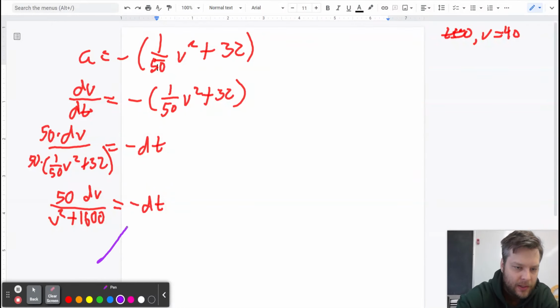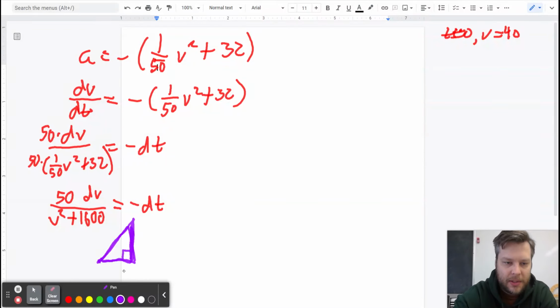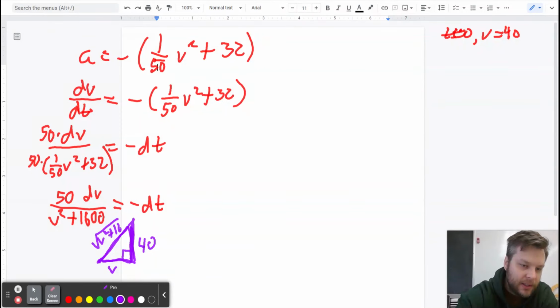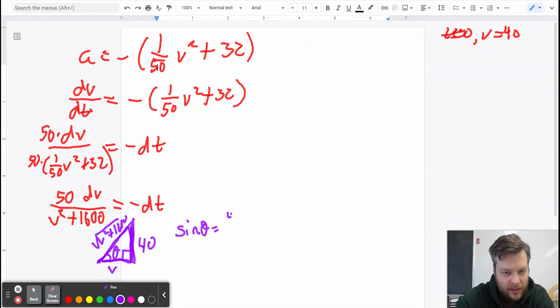So if I draw a right triangle, no comments about how well I drew the triangle. I know some of you were commenting on how I can't draw a right angle. We're going to claim it's a right angle. If this is v and then this is 40, then this would be the square root of v squared plus 1600. So if I call this my theta angle, then I know that sine of theta is 40 over square root of v squared plus 1600, and that's pretty darn close to what we wanted.